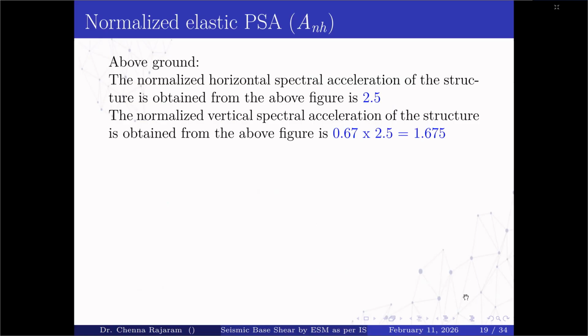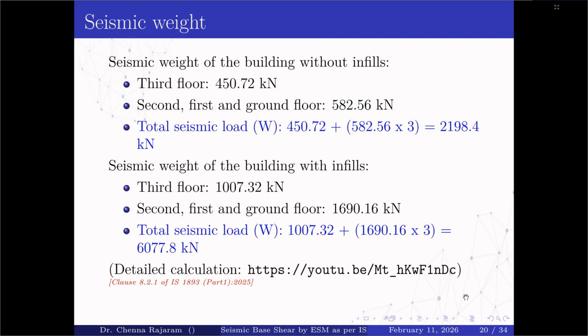The normalized horizontal spectral acceleration of the structure obtained from the above figure is equal to 2.5, which I already discussed in the previous slide. And in the vertical direction, we have to multiply with 0.67, which comes to 1.675.